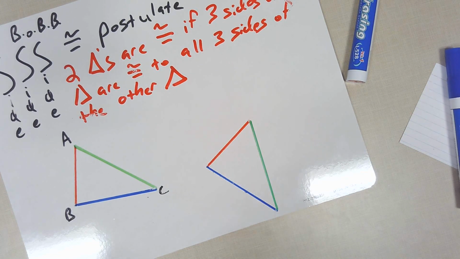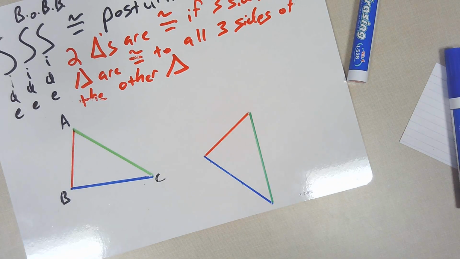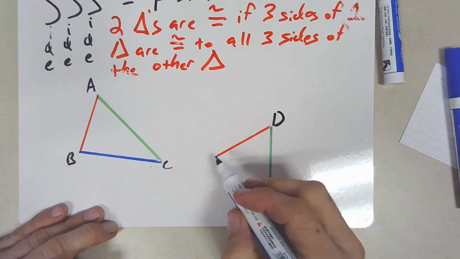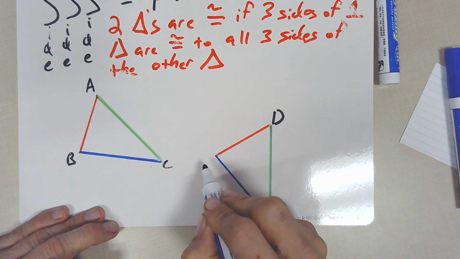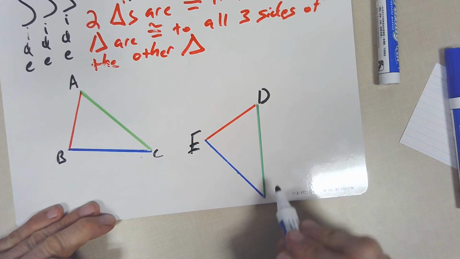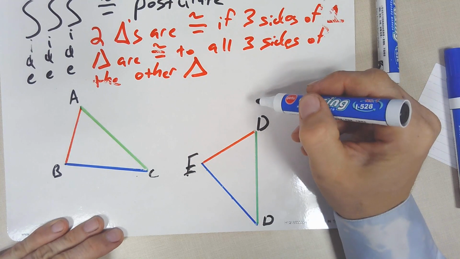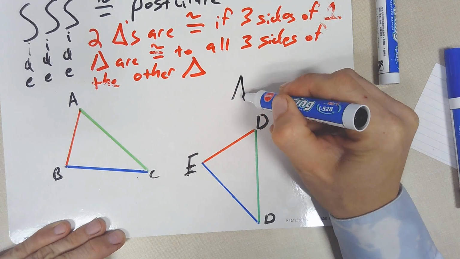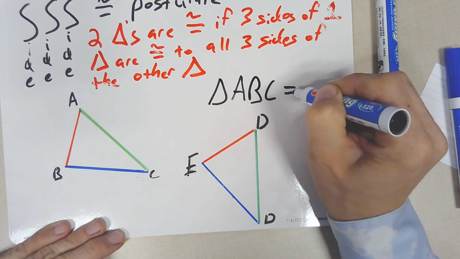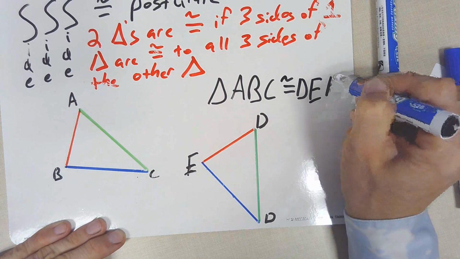So my red meets my green. That would be my A, but I'm going to name that D. Or my blue meets my red. I'm going to name that E. A, B, C, D, E, and where my C, where my blue meets my green, I'm going to name that F. Right, so my proposal here is that triangle ABC is congruent to triangle DEF.